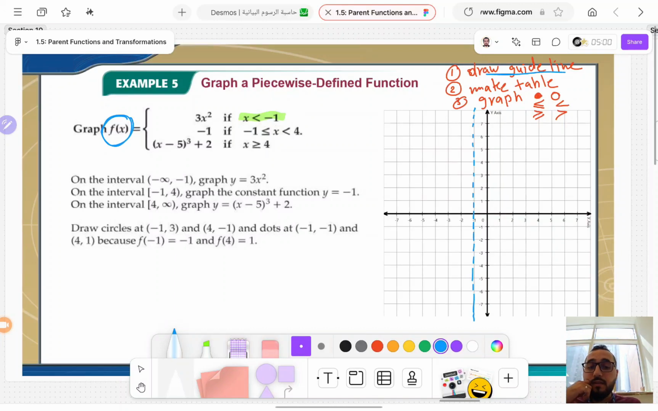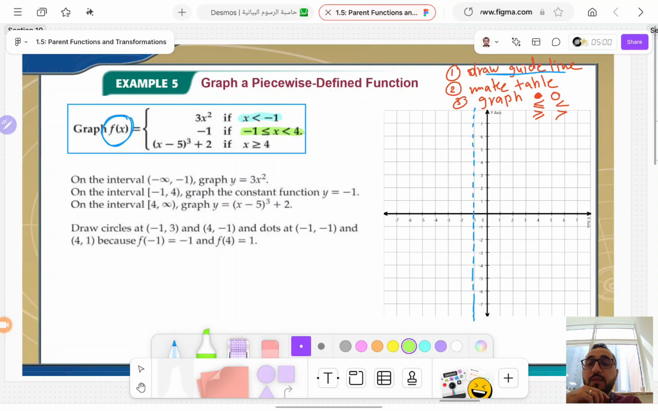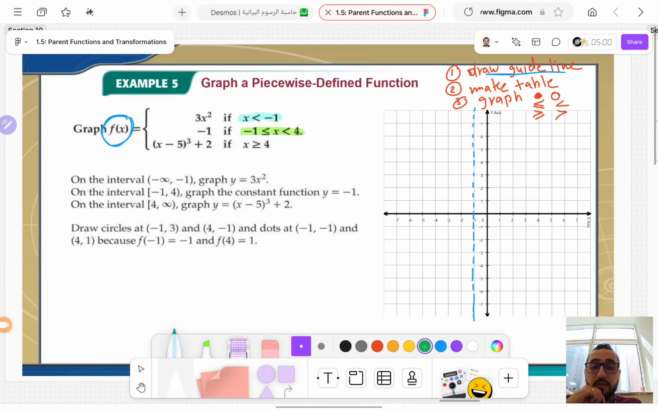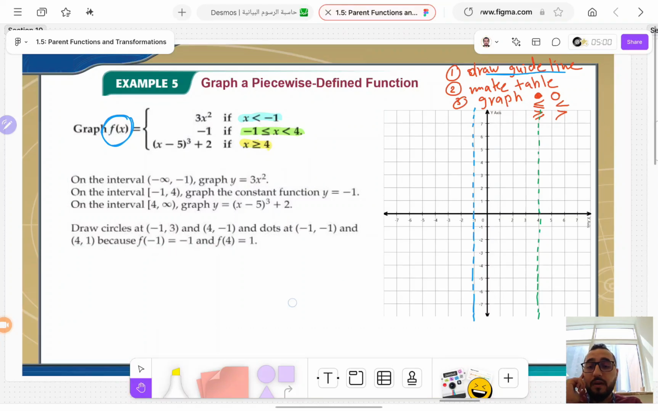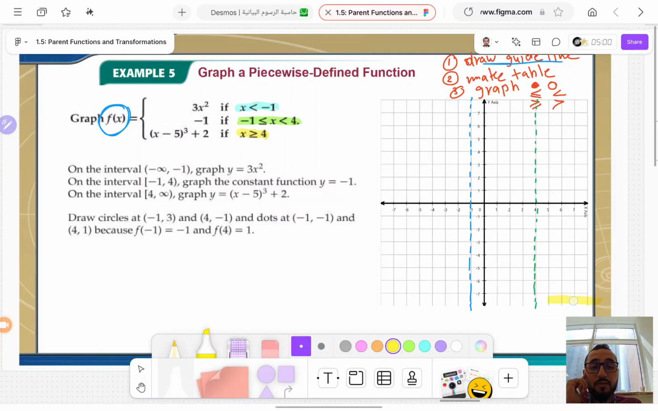Now the second, let me draw it in the blue color so you can recognize them. So the blue one is the first one. Now the green one is between -1 and 4. So the -1 here we already did, and now we need to put the guideline on number 4. Then the third one here is the function x greater than 4. Now the last function will be in this area, the green function will be in this area, and the blue function will be in this area here.